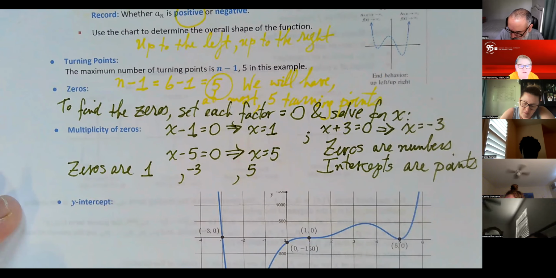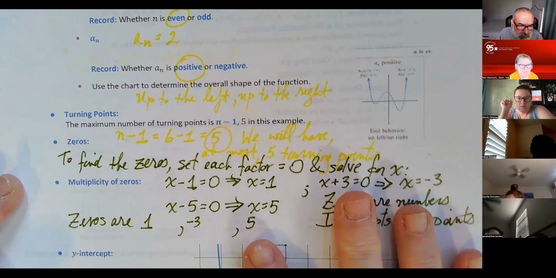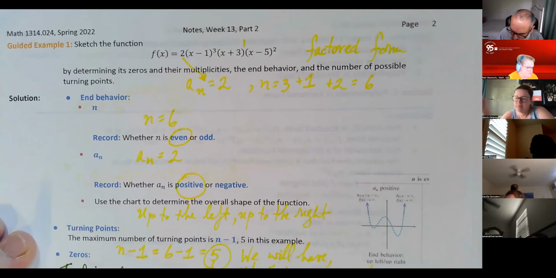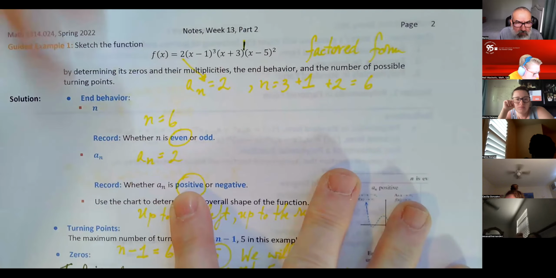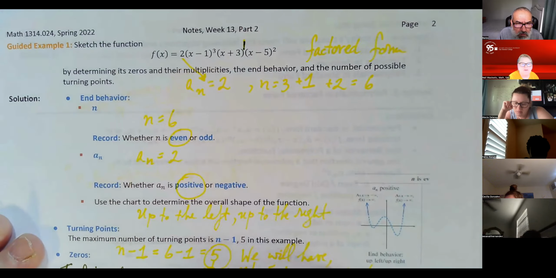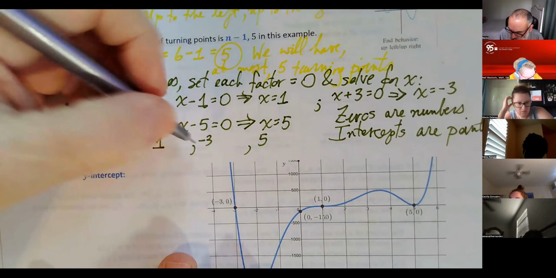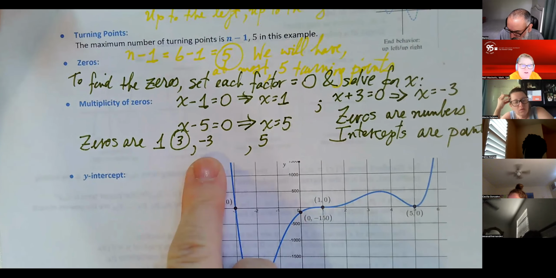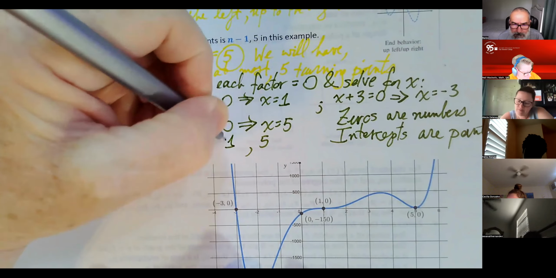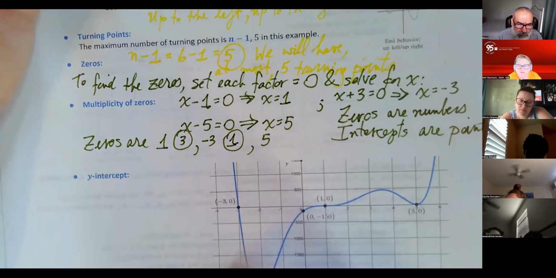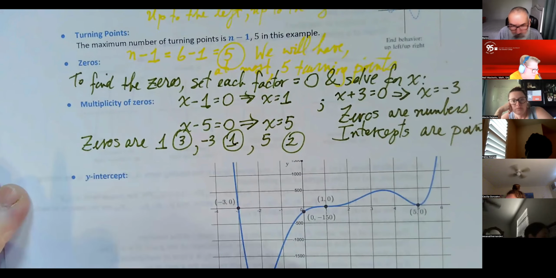We care about something else with the zeros. We care about something called multiplicity. The multiplicity is just the exponent. So let's write down those exponents again. What is the exponent on the x minus 1 factor? 3. And what about the exponent on the x plus 3 factor? 1. Good. And the exponent on the x minus 5 factor?